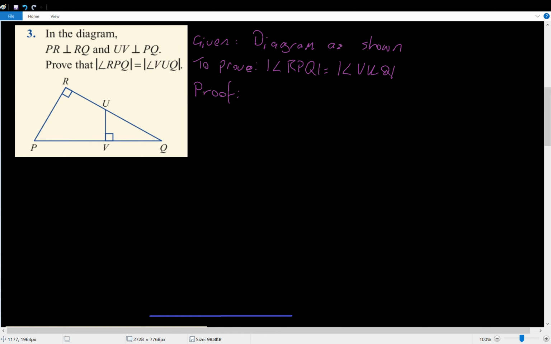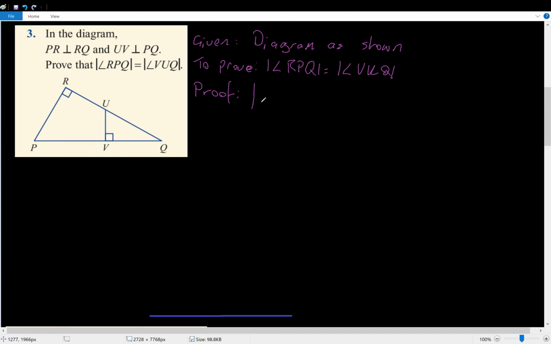So what we're going to do in this proof is we're just going to start relating angles to each other that we can relate to each other and see if there's any way to try and show that the two angles that we have to show are equal to each other. So let's try to imagine this as two triangles here. You've got the triangle PRQ, the big triangle, and then you get the triangle VUQ, the smaller triangle within it. So let's start relating angles within that to each other.